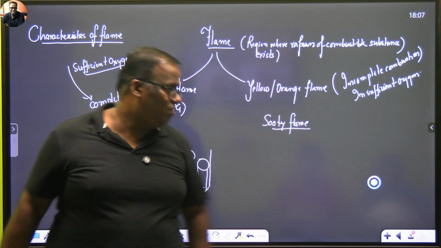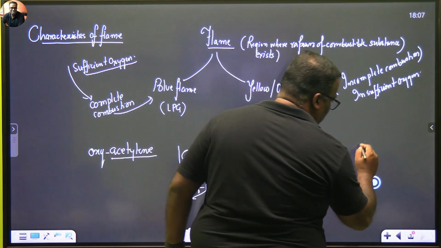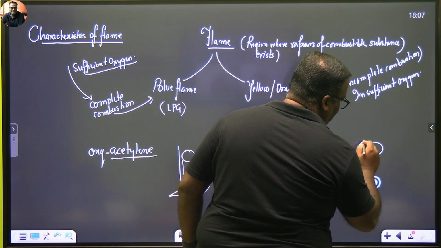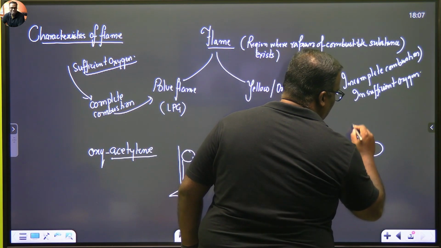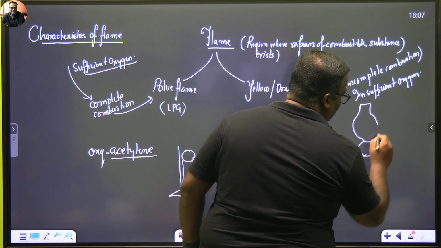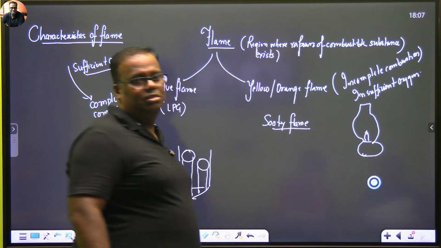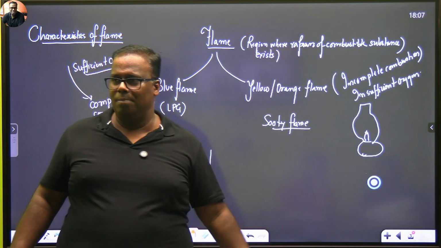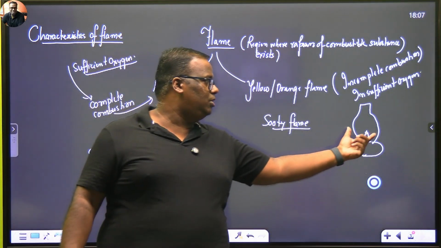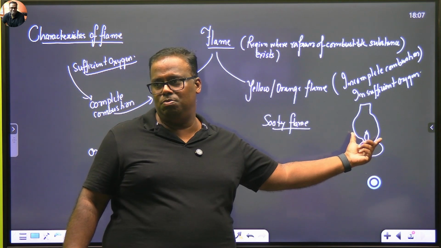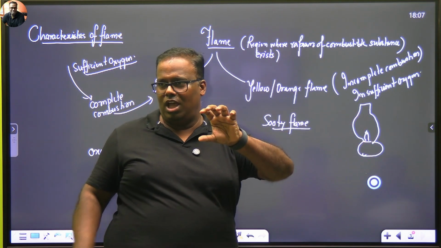Now think yourself, have you seen in villages the lamps like this? There's a flame. The kerosene lamps. In this kerosene lamp, this portion, the glass portion, we call it the chimney. You can take it out and we used to clean it.